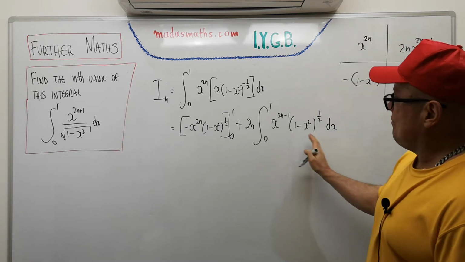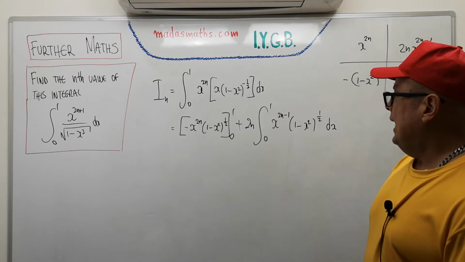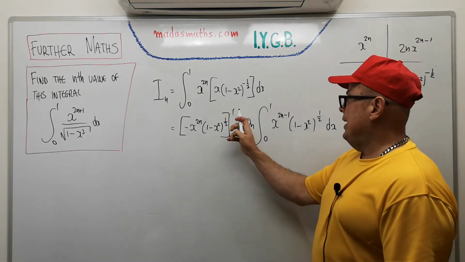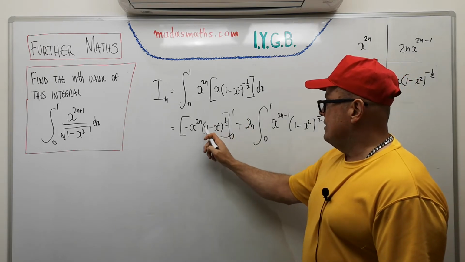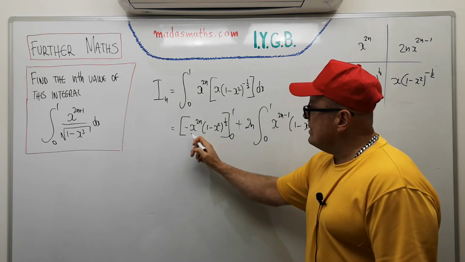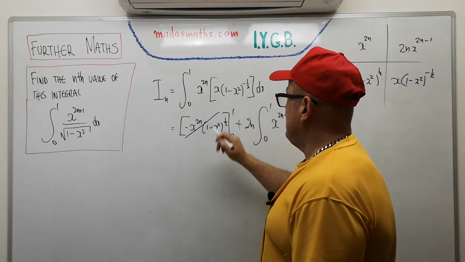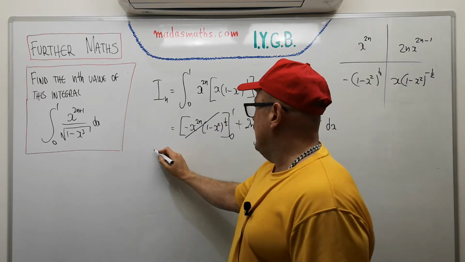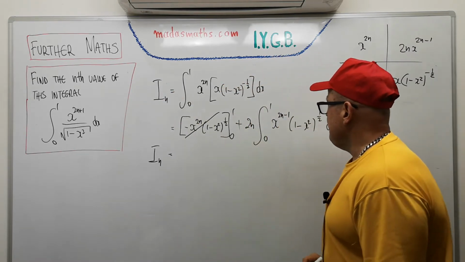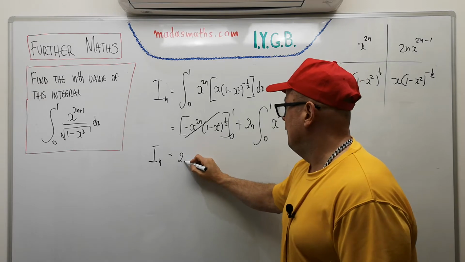All right, so this is what we got so far. Let's evaluate this quantity. Is that good? Well, when x is equal to 1, this is 0, so that's good. And when we put x equal to 0, this is 0. So in fact, this disappears completely. So what we're going to have is I_n is equal to 2n.